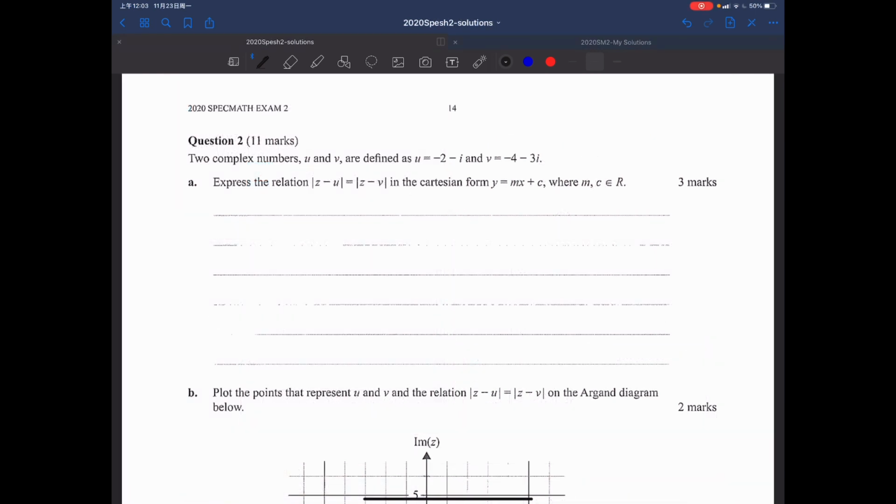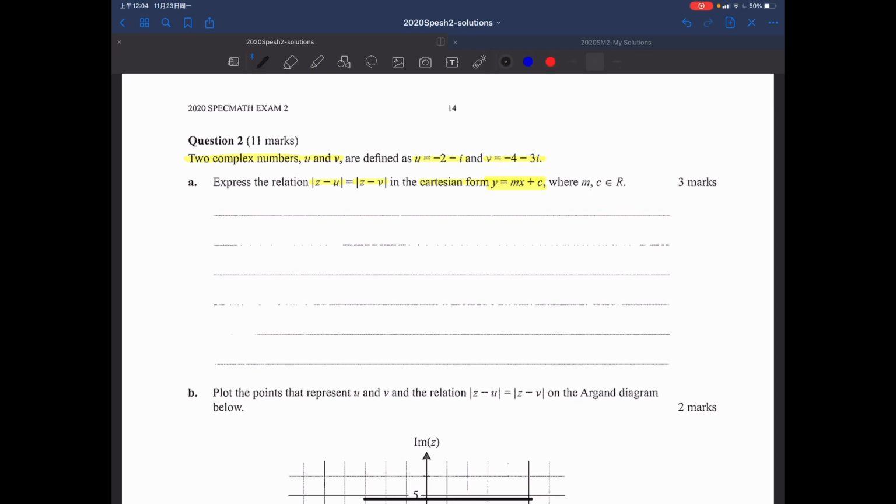Now let's have a look at question 2. We start off by stating two complex numbers u and v, which are defined as u equal to -2 minus i and v equal to -4 minus 3i. And I want to express the relation absolute z minus u equal to absolute z minus v in the Cartesian form, where m and c are real numbers.